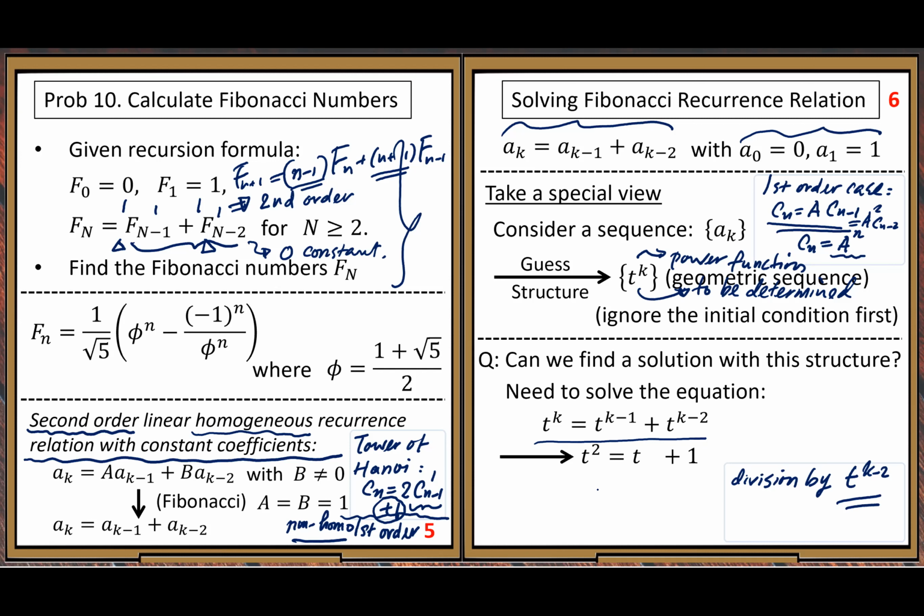Then you will get a very simple quadratic equation, right? t squared equals t plus 1. Simple quadratic equation, and we're familiar with this equation. Look at that. If we write it in the standard quadratic form, you can see t squared minus t minus 1 equals 0. We're familiar with it.